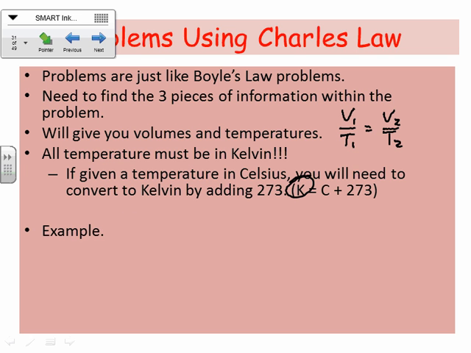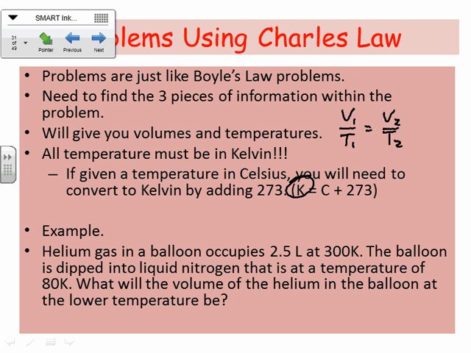Okay, so an example of this one: helium gas in a balloon. If we have time, I'll tell you about helium. It'll be fun. Helium gas in a balloon occupies 2.5 liters at 300 Kelvin. The balloon is dipped into liquid nitrogen that is at a temperature of 80 Kelvin. What will the volume of the helium in the balloon at the lower temperature be?